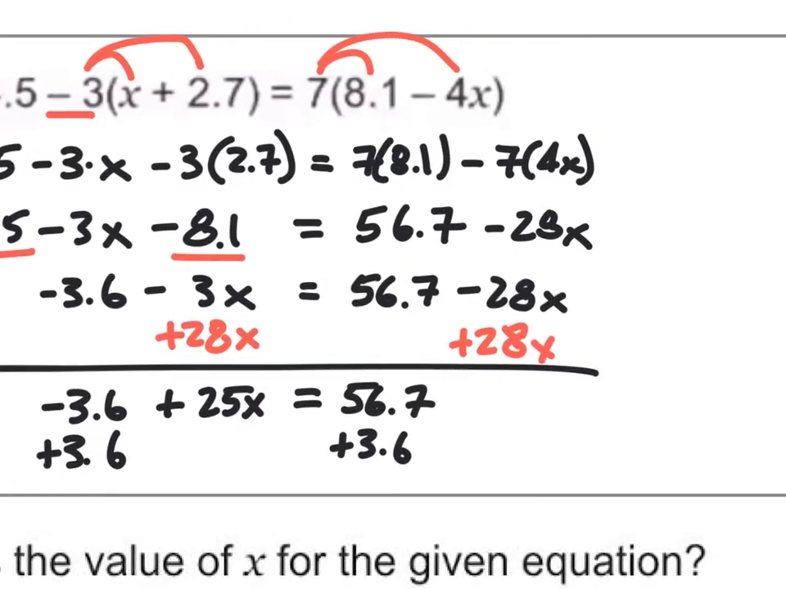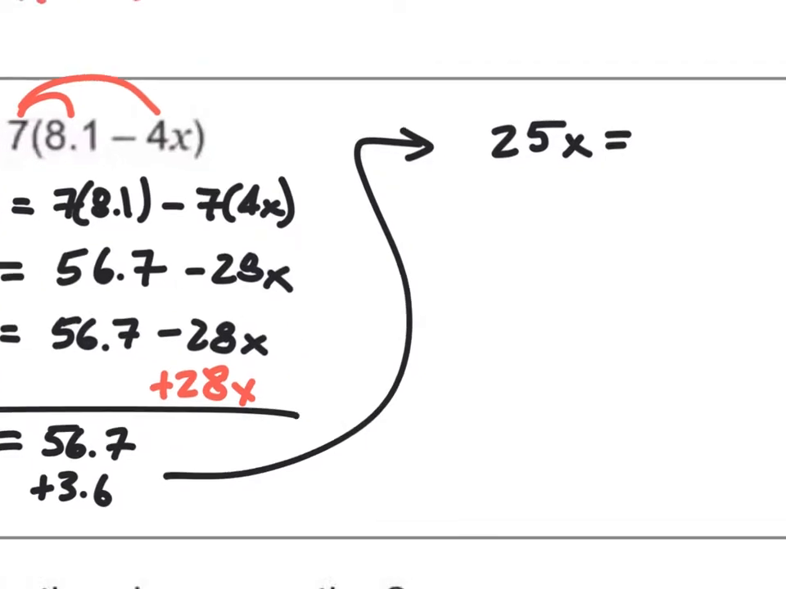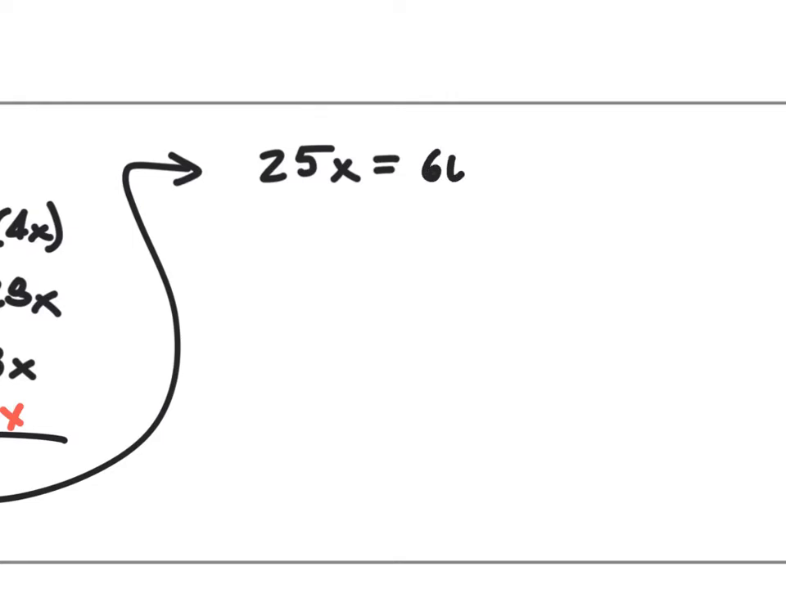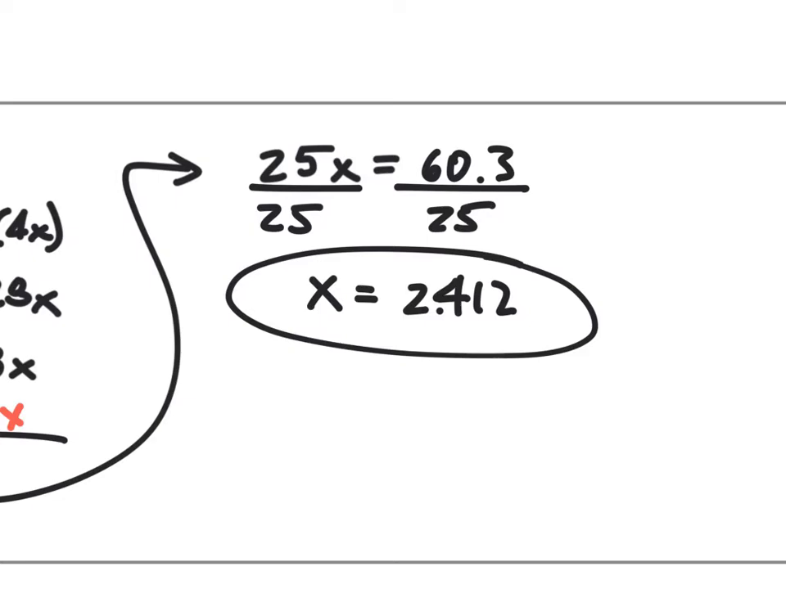All right, let me make some room over here. We end up getting 25x, and this is equal to 56.7 plus 3.6, which gives me 60.3. And then I want to divide everything by 25. So I get x is equal to, what is that? 2.412. Okay, and that's it. That's our answer. That's what our value for x is.